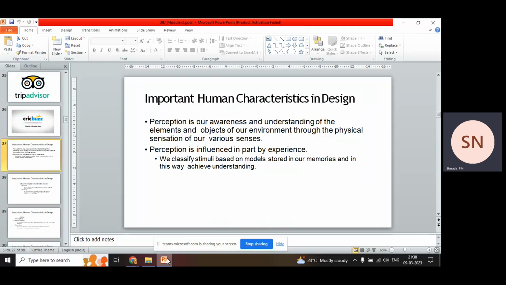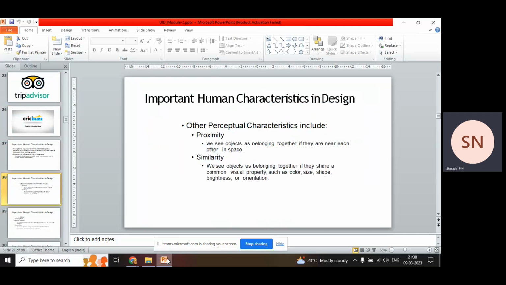Other perceptual characteristics include proximity. Proximity means our eyes and minds see the objects as belonging together if they are near each other in space. Next is similarity. Similarity means our eyes and mind see the objects as belonging together if they share common visual properties such as color, size, shape, brightness, orientation. This is the second perceptual characteristic.